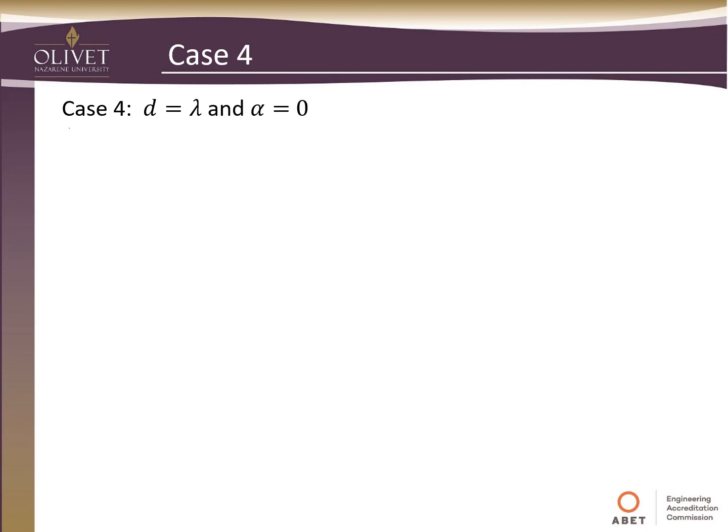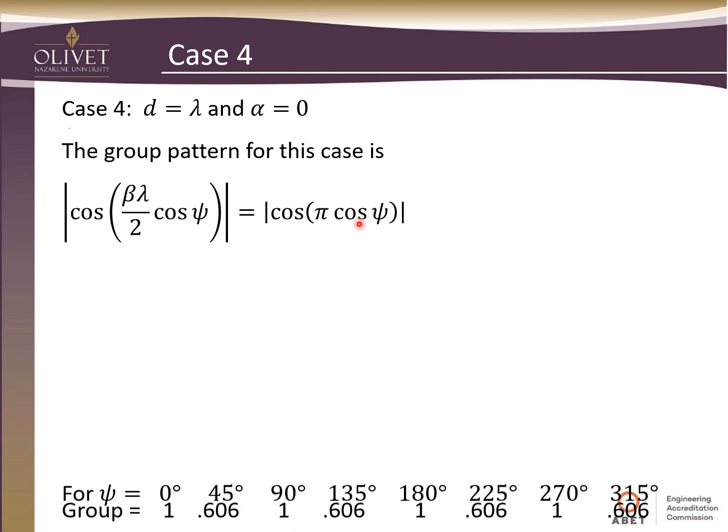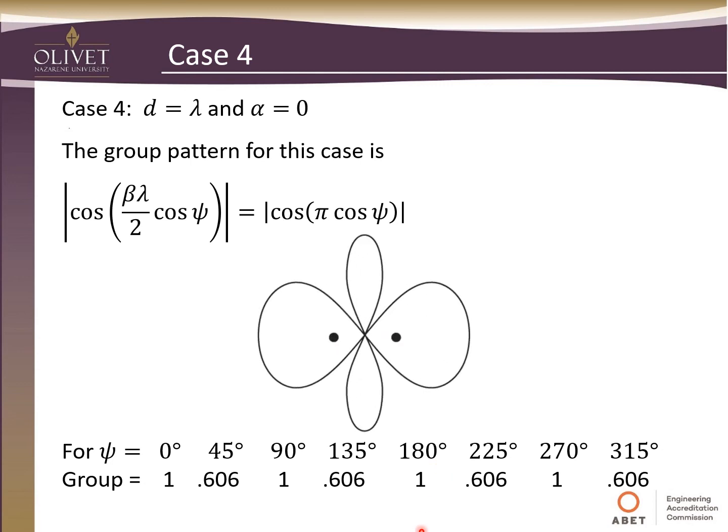The last one is just an arbitrary one, case 4. What would happen if we put the antennas lambda apart, one wavelength apart, and there was no phase difference between them? In this case, we get the cosine of pi cosine psi. Here are some representative points. Again, you can put a lot more than that if you want. In this case, you would get something like this.